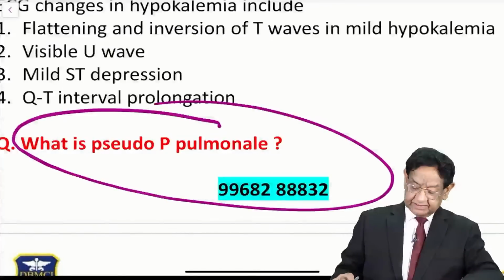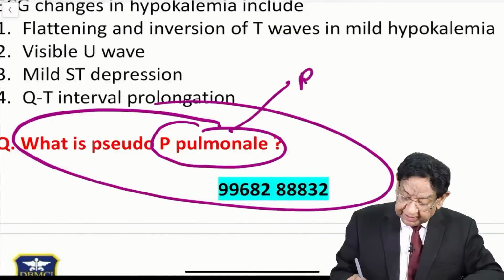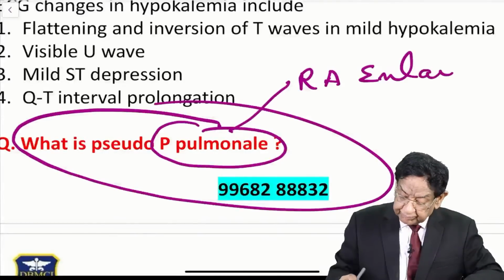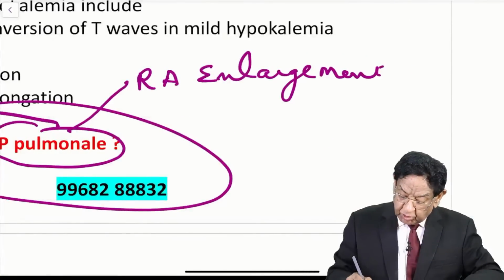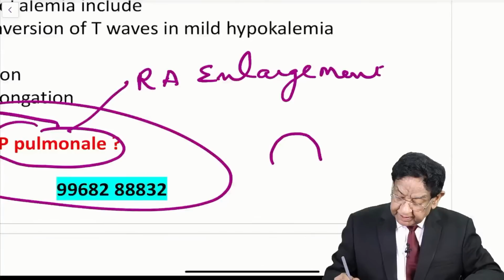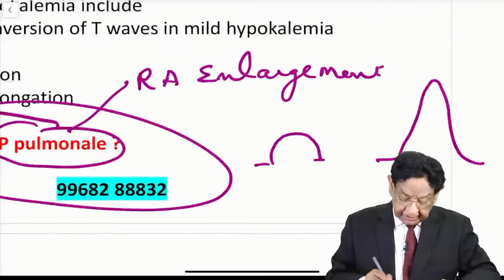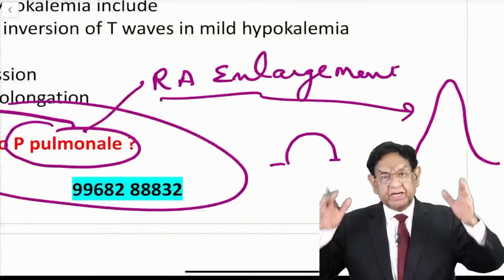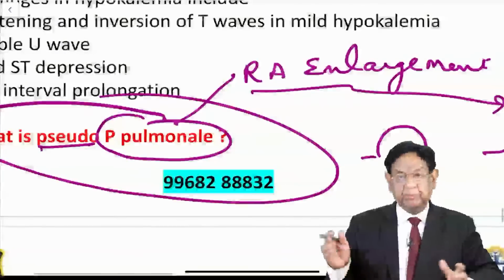Well, the answer is, normally we say P pulmonale. It indicates right atrial enlargement. This is a normal P wave. But if you get a P wave like this, a tall P wave, we call it P pulmonale. This we get in right atrial enlargement. But here we are getting a tall P wave, but there is no right atrial enlargement. So we use the term pseudo P pulmonale.